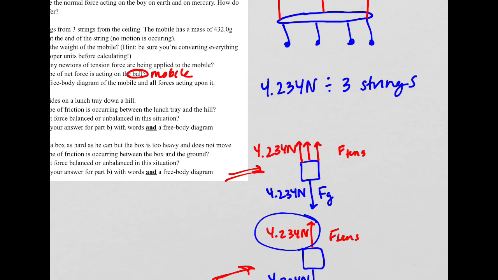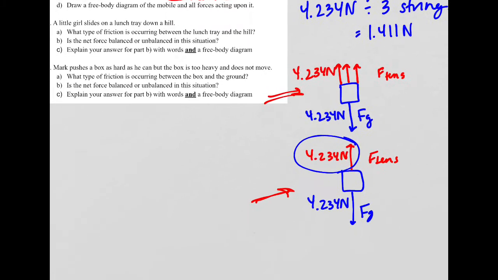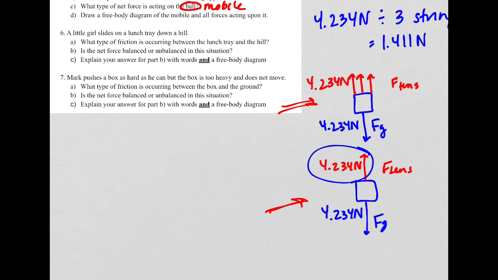And if I did that, I would find that there is 1.411 newtons of force in that string, and in that string, right? So that's also just another way of, just so you know, it might not be as simple as this one was. That question would be what's the tension force in each of the 3 strings, not just what's all the tension force together. All right, let's do the last one, number 7.